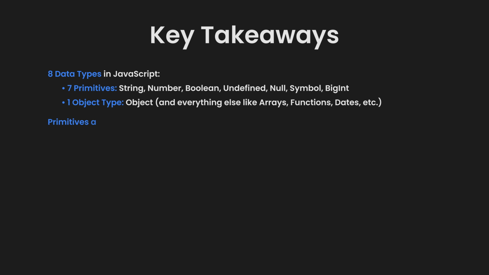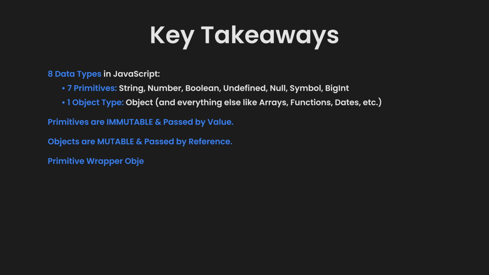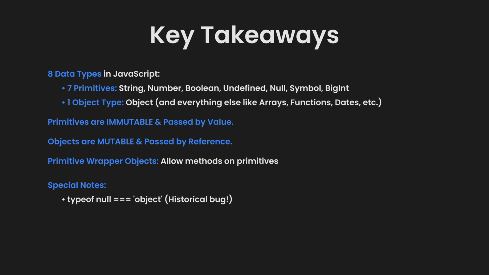A crucial distinction: primitives are immutable and passed by value, while objects are mutable and passed by reference. We also learned about primitive wrapper objects, which temporarily turn primitives into objects to allow method calls. Finally, some special notes that are important for deeper understanding and common interview topics. Remember, typeof null unexpectedly returns object, a historical bug.